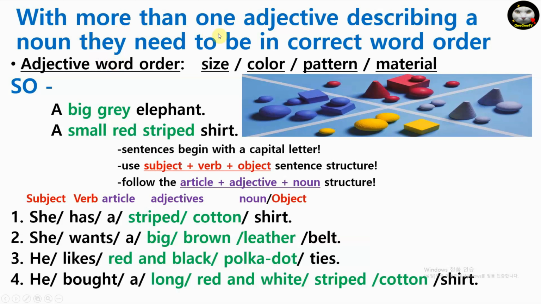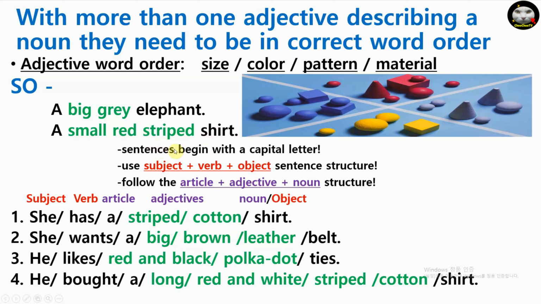With more than one adjective describing a noun, they need to be in the correct word order. The adjective word order is size, then color, then pattern, then material. So, a big gray elephant, or a small red striped shirt.